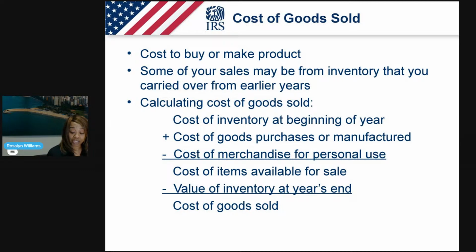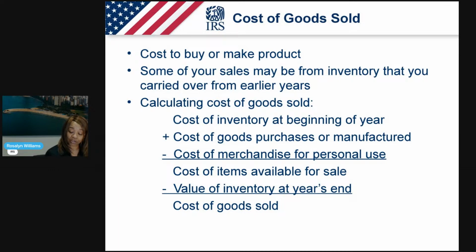To calculate your cost of goods sold, start with the cost of the inventory on hand at the beginning of the year. Add the cost of additional goods purchased or manufactured during the year. Be sure to subtract the cost of any merchandise withdrawn for personal use, such as food a grocer may take home or gasoline a garage owner may give to his relatives.